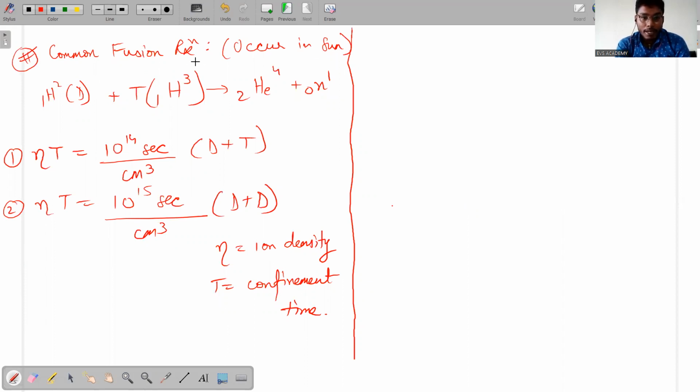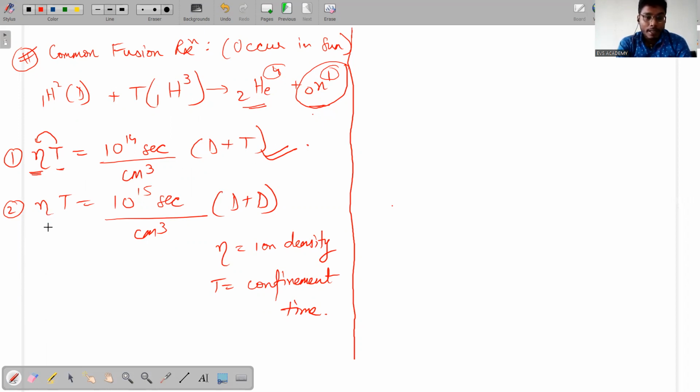In the sun, the fusion reaction takes place when D plus T reacts, and it gives a helium atom and one neutron. You can see the balancing: 1 plus 1 is 2, 2 plus 3 is 5, which is 4 plus 1 for the neutron. The reaction could be D plus T or D plus D. For the D plus T reaction, which is very common in the sun, the formula is confinement time into ion density. This is n, the ion density, and t is the confinement time, and n t is equal to 10 to the power 14 second per centimeter cube.